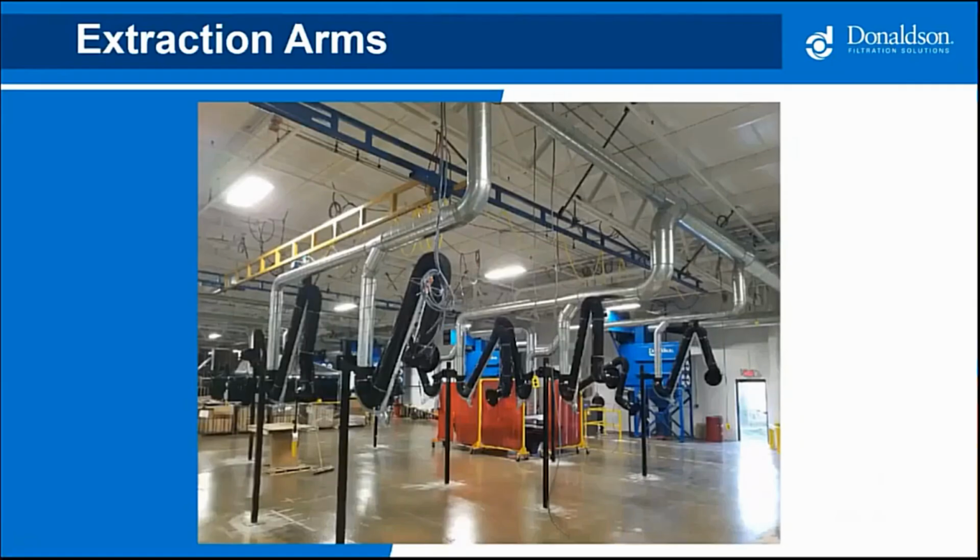Another type is an extraction arm. Here in this photo, you see multiples. There's a total of 6, I believe, extraction arms. These have the ability to move and place this small bell mouth hood that you see my mouse hovering over close enough, within a foot or 2 of the welding area, to source capture the weld fume.